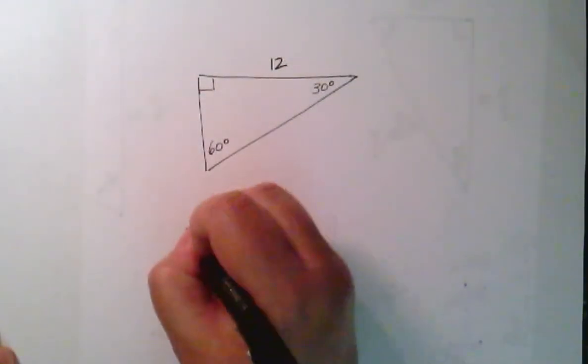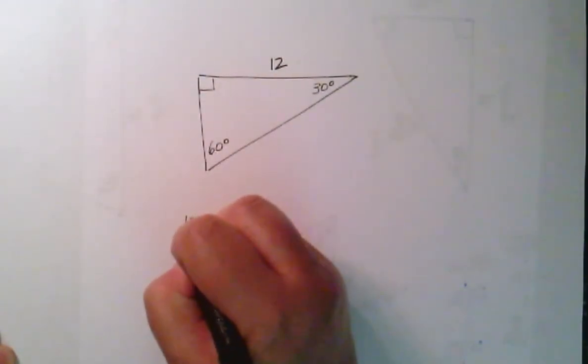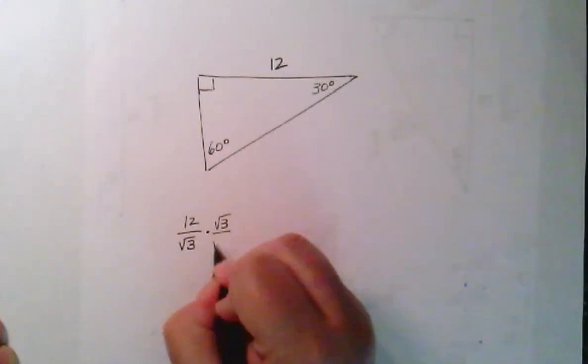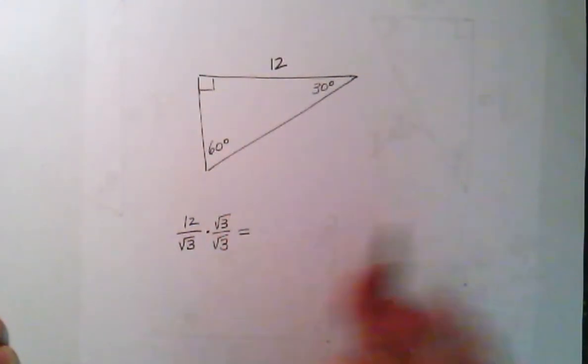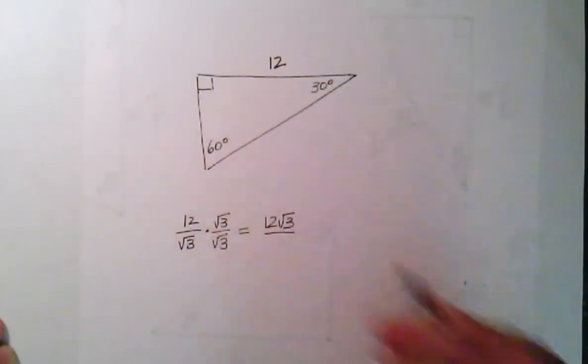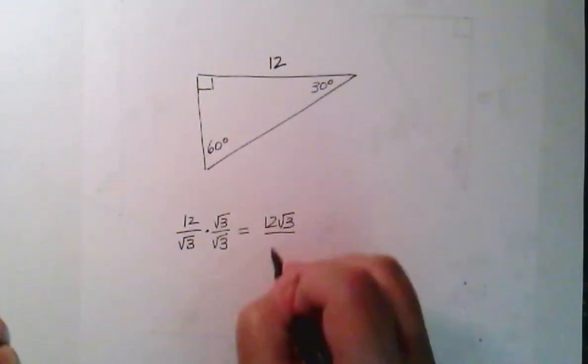All right, now from long leg to short leg, I'm going from big to small, so I have to divide by square root of 3. So 12 divided by square root of 3. Well, we can't leave it like that. We have to rationalize the denominator, multiply by square root of 3 over itself. And on top, we get 12 times square root of 3. On the bottom, we get just a plain 3.